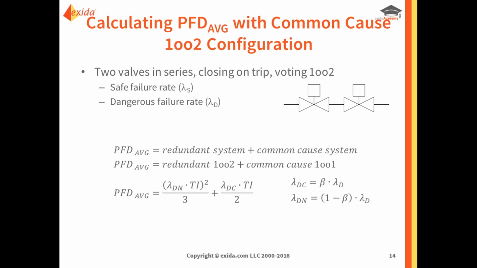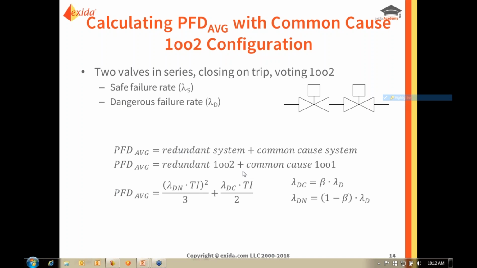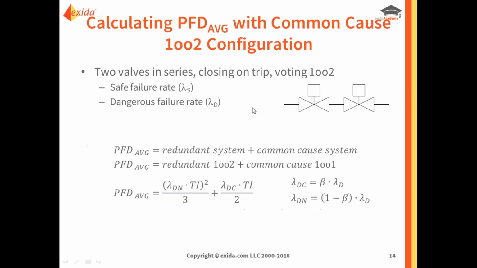There's going to be a redundant system term and a common cause system term in the PFDavg calculation. One will represent the system behaving as a truly redundant system, and the other a term of the equation that represents the system behaving as a non-redundant, or 1 out of 1, or single system. So those 2 terms, very straightforward.